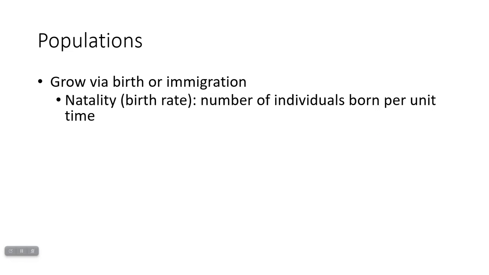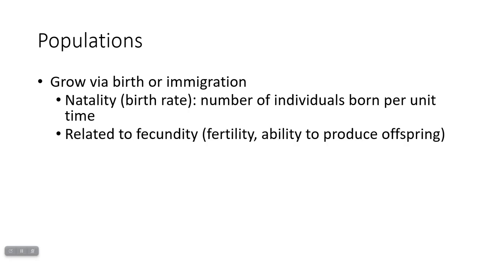So populations change a couple of ways. They can grow via either birth or immigration. Birth rate is also known as natality, and that's the number of individuals born per unit time. This can also be related to something called fecundity, which is the fertility or the ability of an individual to produce offspring.